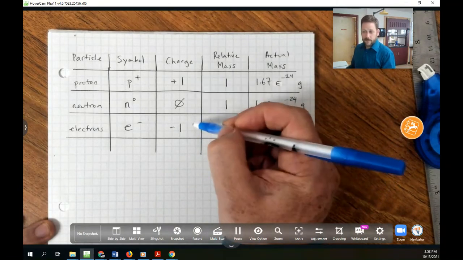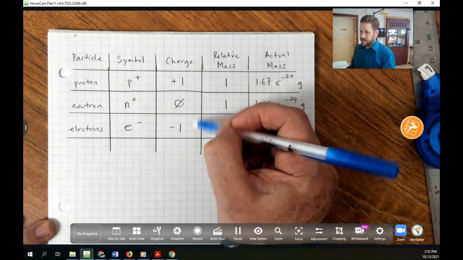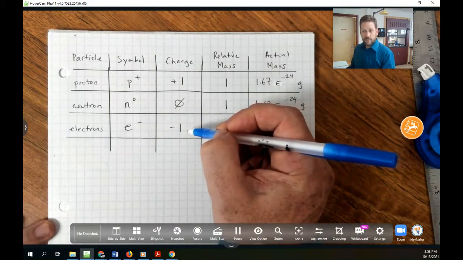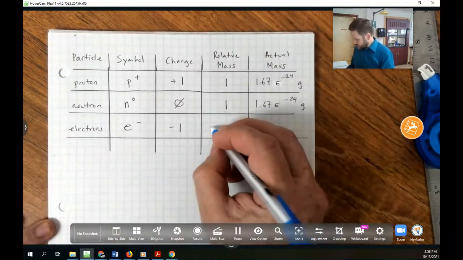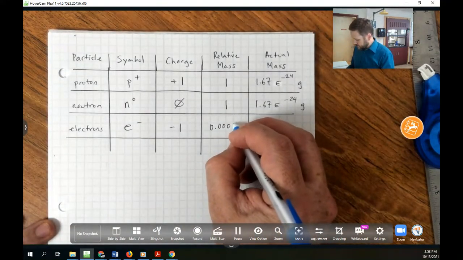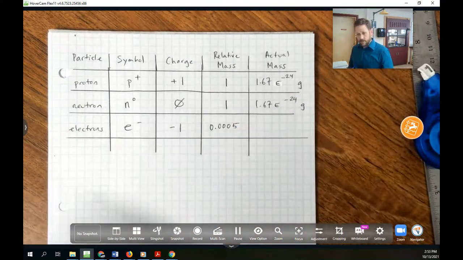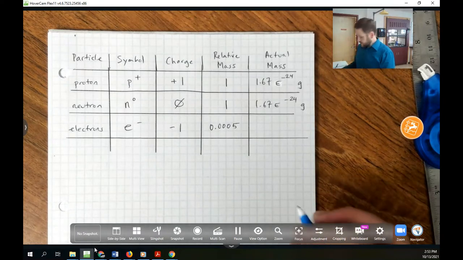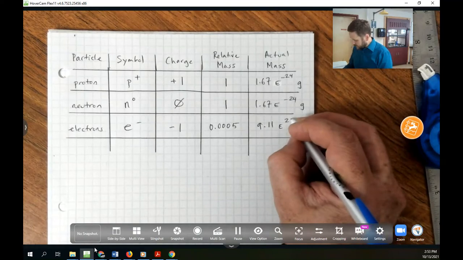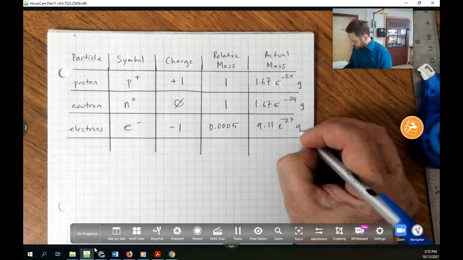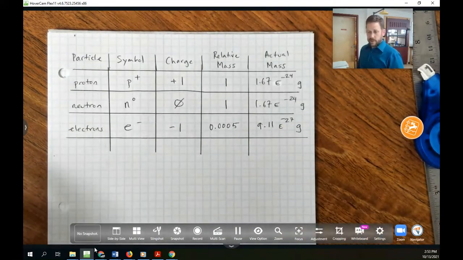So if we had 3 protons and 3 electrons in an atom, those cancel out and we have a neutral atom. The electrons, however, have a negligible mass, about 2,000 times less than the mass of a proton or a neutron. The actual mass of an electron is on the order of 9 times 10 to the negative 27th gram, a really negligible mass, about 2,000 times less massive than a proton or a neutron.